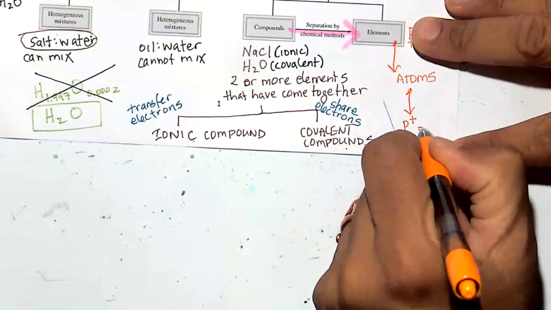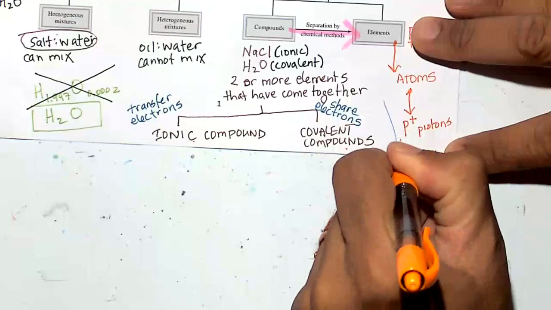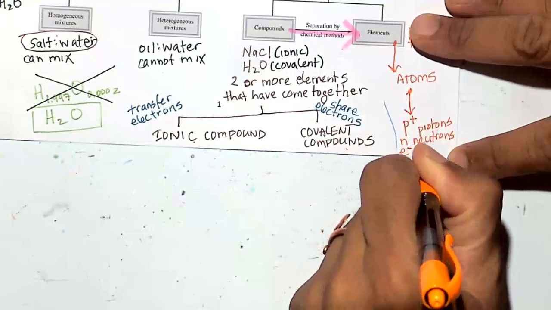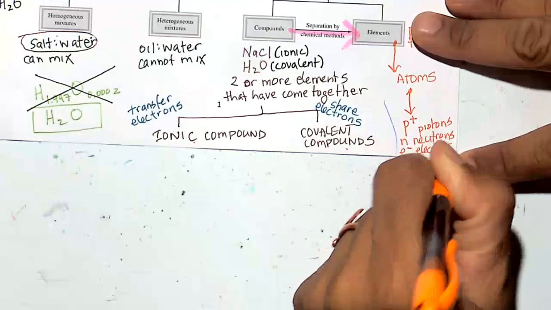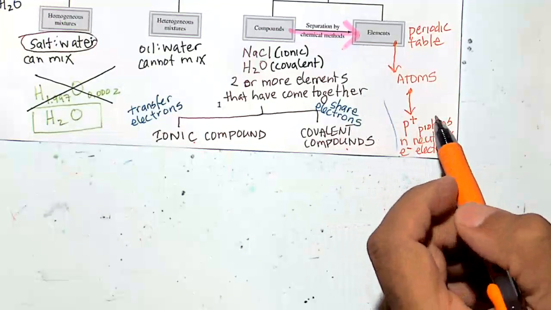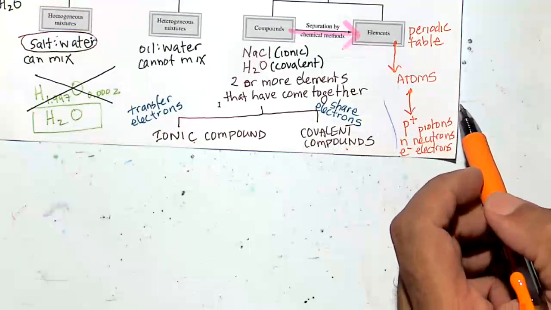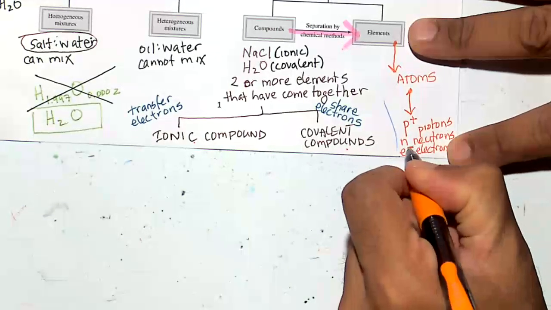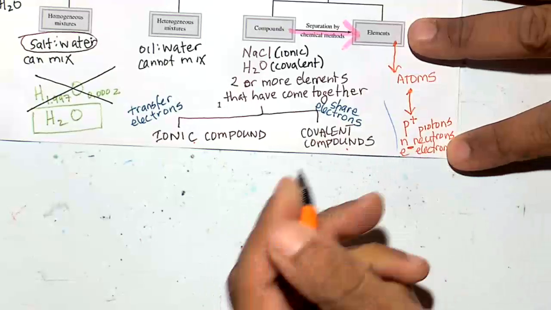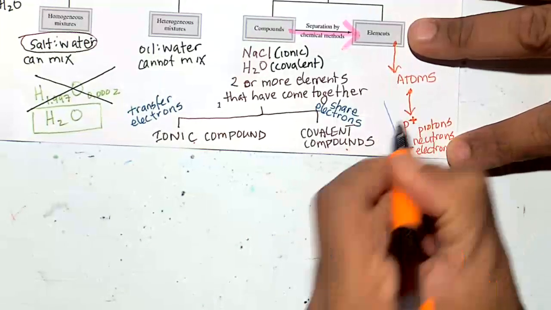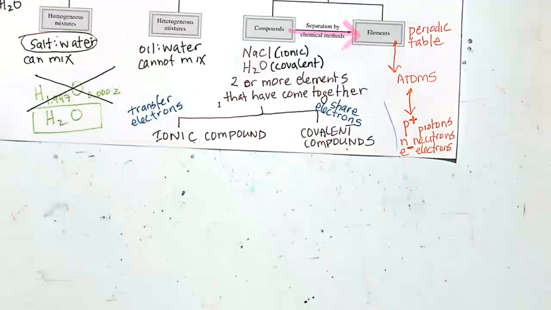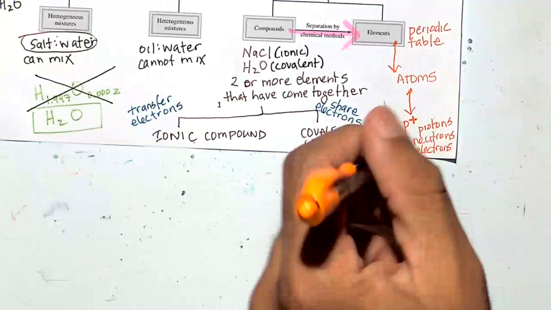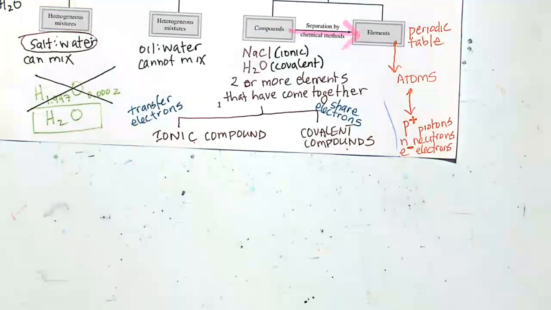So the atoms can be broken down into protons, neutrons, and electrons. What three components? Neutrons have what charge? Neutral. Electrons have what charge? We'll just say negative one. Protons have what charge? Positive. We'll study this in chapter 7. We're just in chapter 1, so give yourself a break.